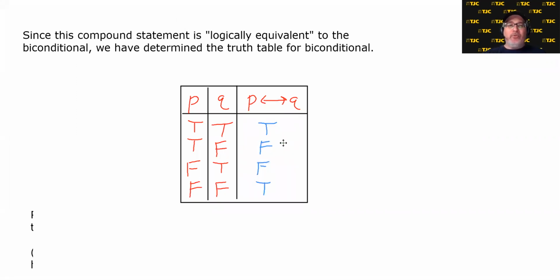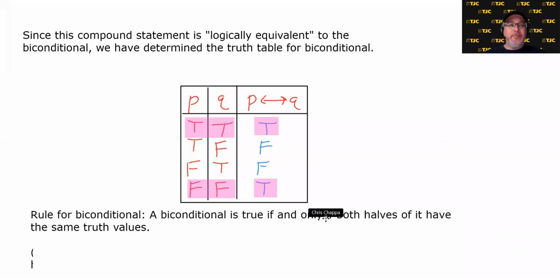So how are we going to come up with a rule that states when to say true or when to say false? Well, we could pick either when is it true or when is it false. Let's focus on when is it true. Here's a true when both P and Q are true. Here's a true when both P and Q are false. So is there anything we can say about the truth values for P and Q in the first and fourth rows? Yes, there is. The rule for biconditional is a biconditional is true if and only if both halves of it have the same truth value.